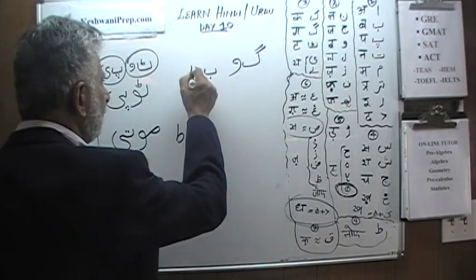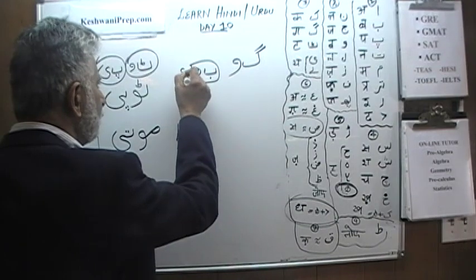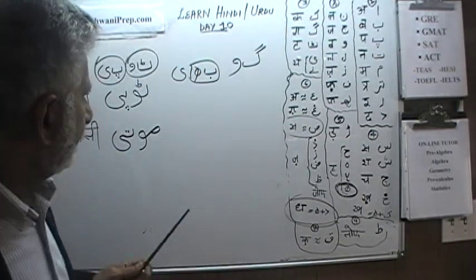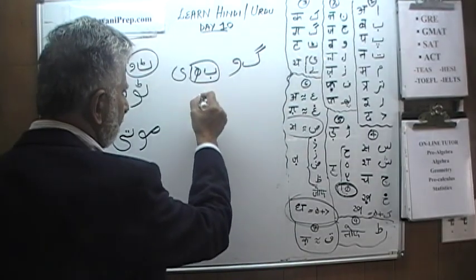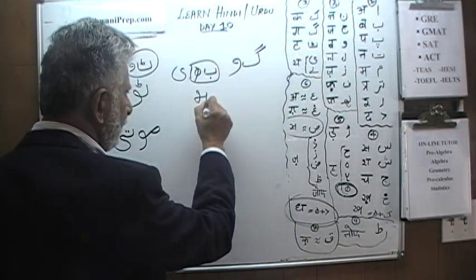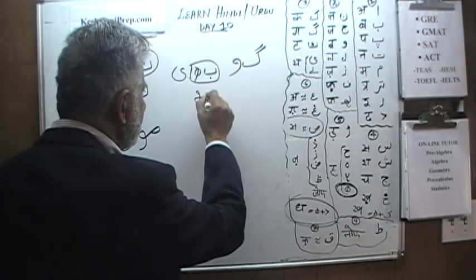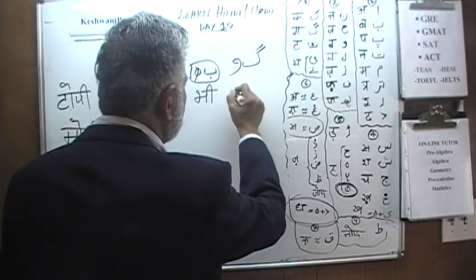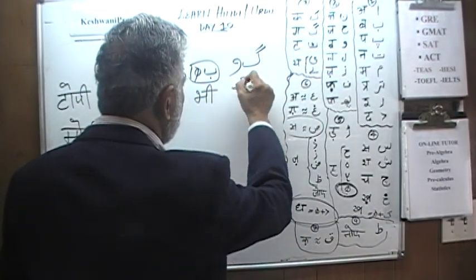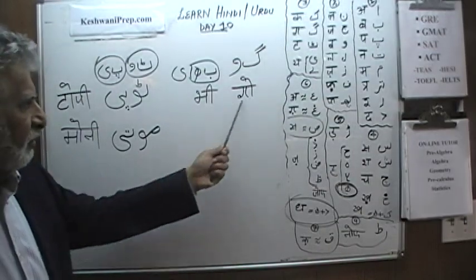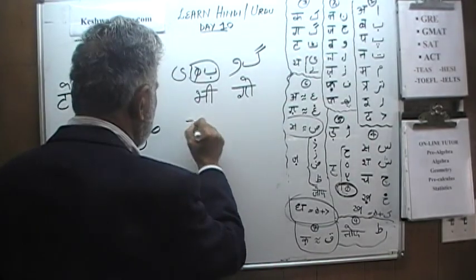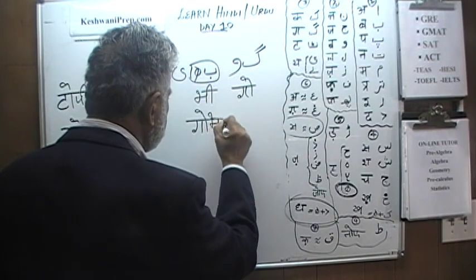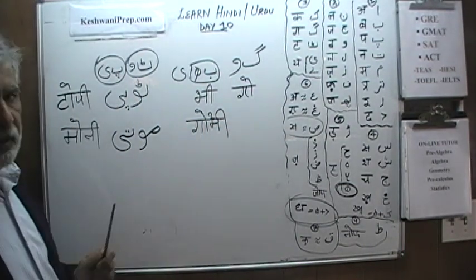This is our bha, and with the bha, we're going to join choti ye. Let's first write it in Hindi. So bha in Hindi looks like this. And since it's a badi ki matra, this is our bhi. And then we have a go. Now we have to put them in the right order because this one says bhi, go. We want go, bhi. How do we put them together in Urdu?